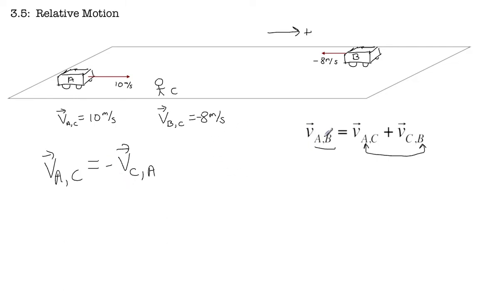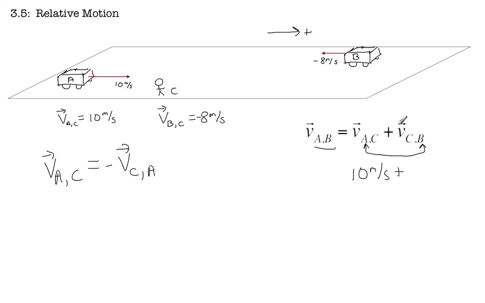So if I want to find the velocity of A as seen by B, so let's say that we want to find out, and this means that B is observing A. So what does B see A doing? B should see A moving to the right at 18 meters per second. And we could show that mathematically. First we have to find the velocity of A with respect to C, which we have here. It's 10 meters per second.